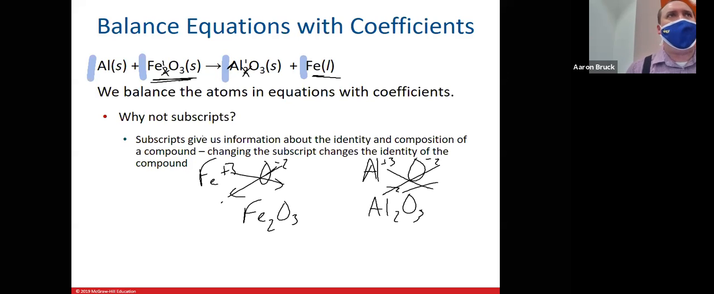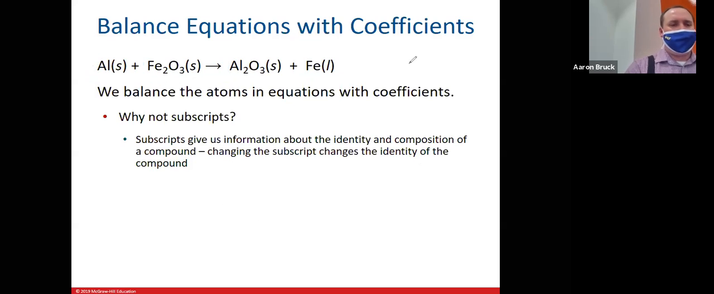I start messing around with the formulas. I start messing around with the chemical composition. I don't want to do that. So what do I do instead? I balance with the coefficients. Balancing with coefficients, not too terribly difficult.